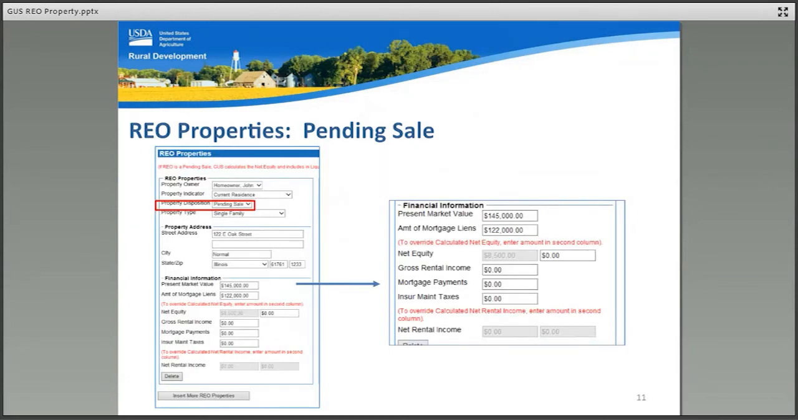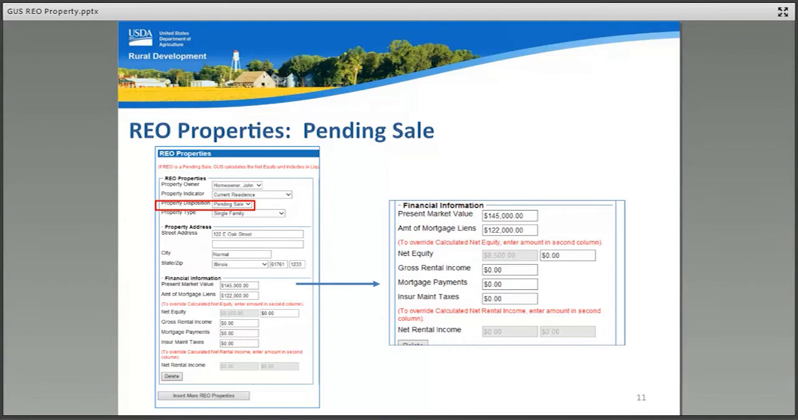The user has completed the REO Properties section to reflect a property disposition of pending sale of the current residence. The Property Address section is completed. The Financial Information section will allow the user to complete the present value and amount of mortgage liens. Based on these two figures, GUS will calculate the net equity. The red message states to override calculated net equity, enter amount in the second column.